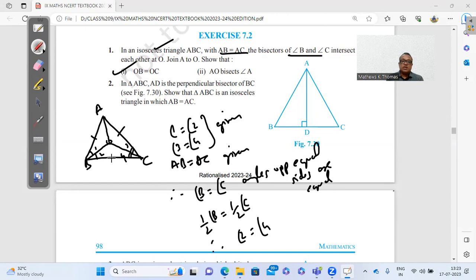Now I told you that if angles are equal, the sides opposite to them will be equal. So we are going to use the reverse of this. So in triangle OBC, 2 and 4 are equal, proved.